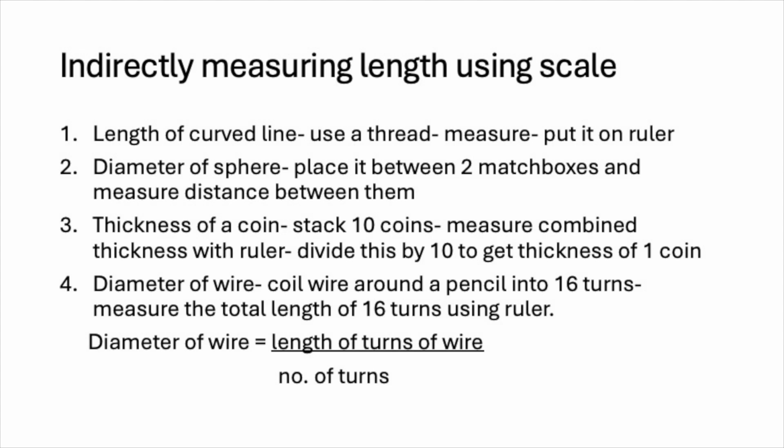The diameter of a wire. Coil the wire around a pencil 16 times. Measure the total length of the 16 turns using the ruler. The diameter of the wire would be the length of turns of the wire divided by the number of turns.